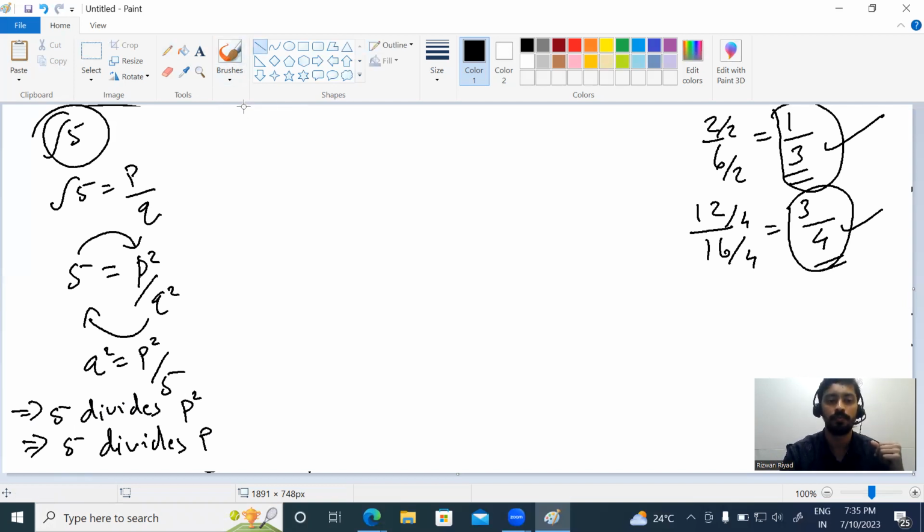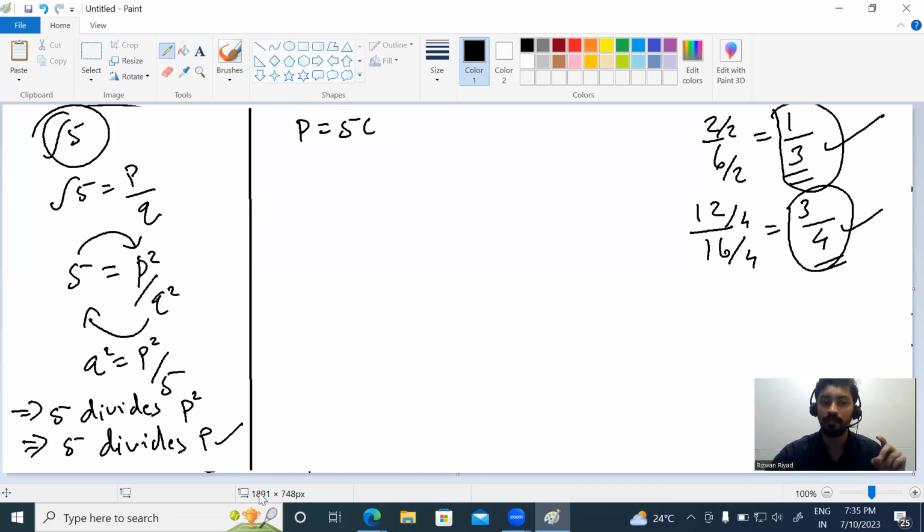Now let's move on. Then, what is the meaning if 5 divides p? If 5 divides p, we can write p equal to 5c, where c is an integer, right? If p is divisible by 5, that means if you divide p by 5, you will get an integer c. Let's suppose it is c. So p by 5 equal to c, that means p equal to 5c. If 5 divides p, then p equal to 5c.